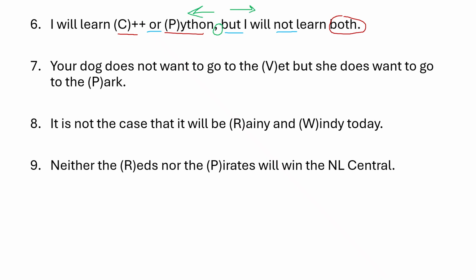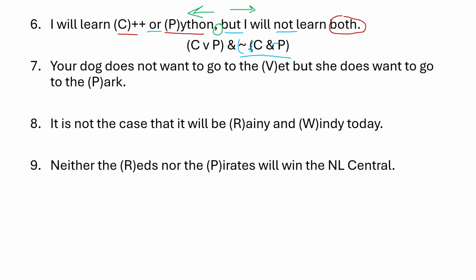One set going to the left of the comma, one set going to the right of the comma. So we actually end up with something like this. This one's a little bit tricky because you might have thought, hey, shouldn't this tilde also be over here and have the parentheses out this way instead of here? This statement, as it's written, would be that you're not learning C++ and you're not learning Python.